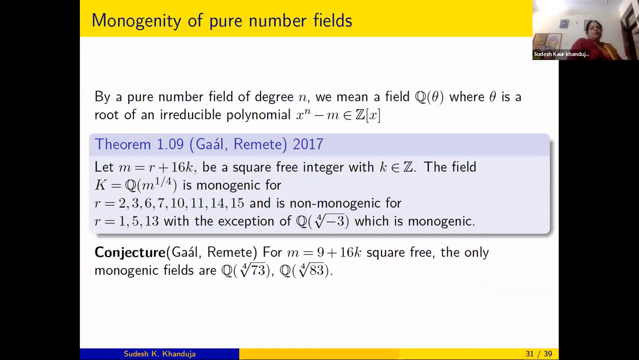So, monogenity of pure number fields. By a pure number field of degree n, we mean a field Q(theta), where theta is a root of an irreducible polynomial x^n - m belonging to Z[x].